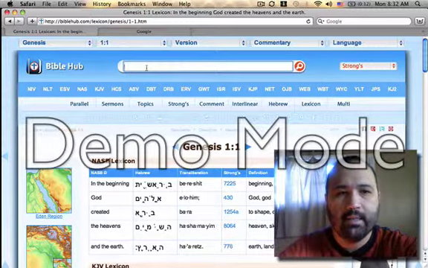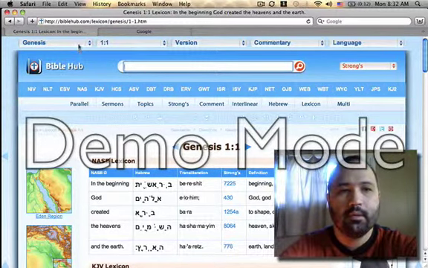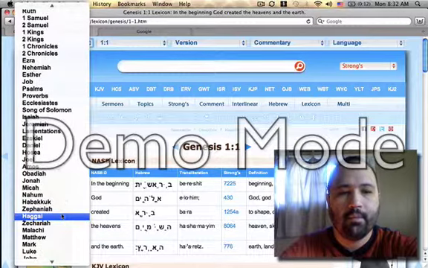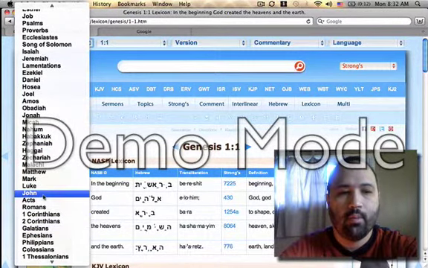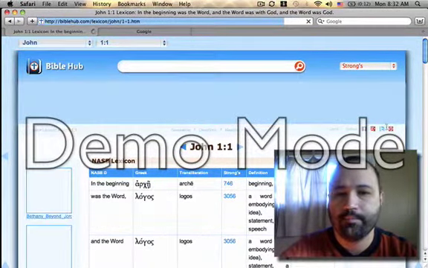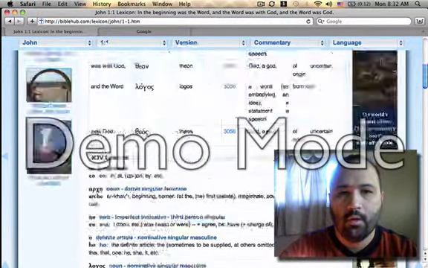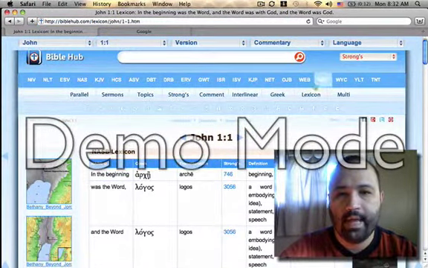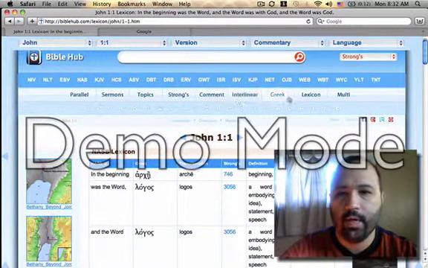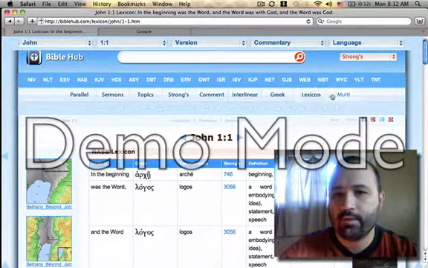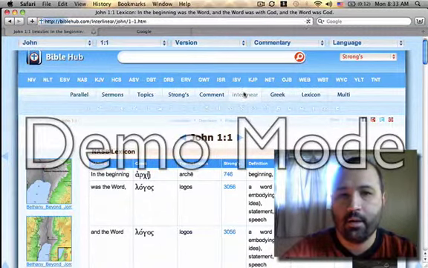Okay, so basically what you can do is, let's just give a quick example. Say you're looking up a word, any word at this point. Here's just John 1:1. Now all these tabs here will give you different ways to view a Greek text. So for something very simple, let's look at interlinear.